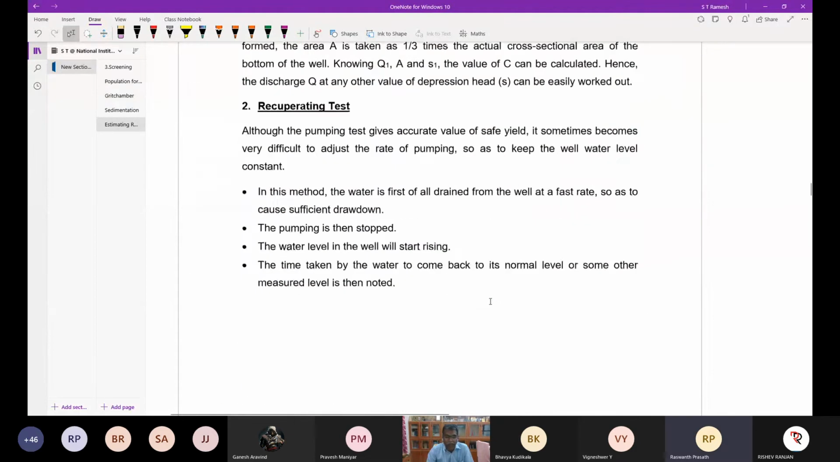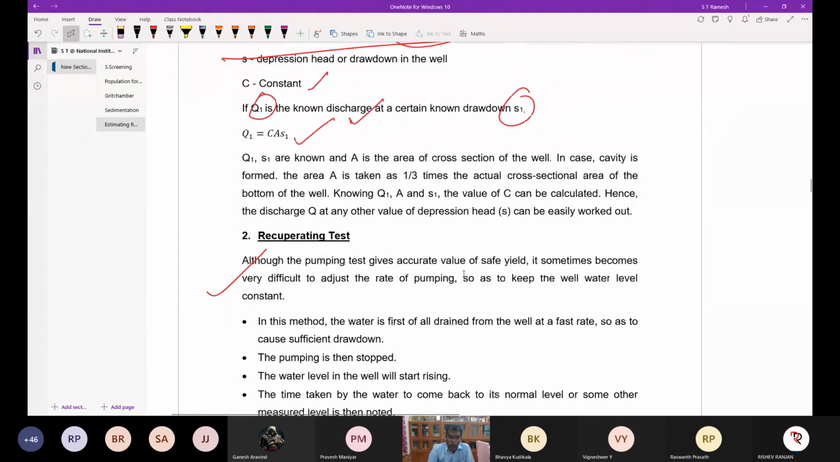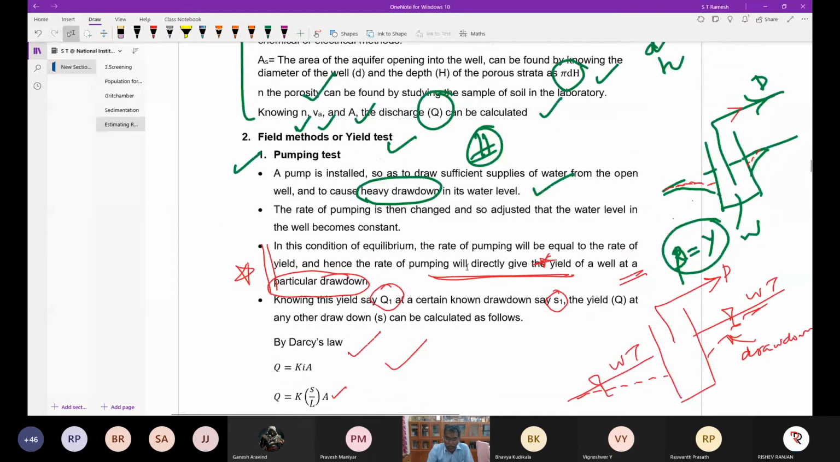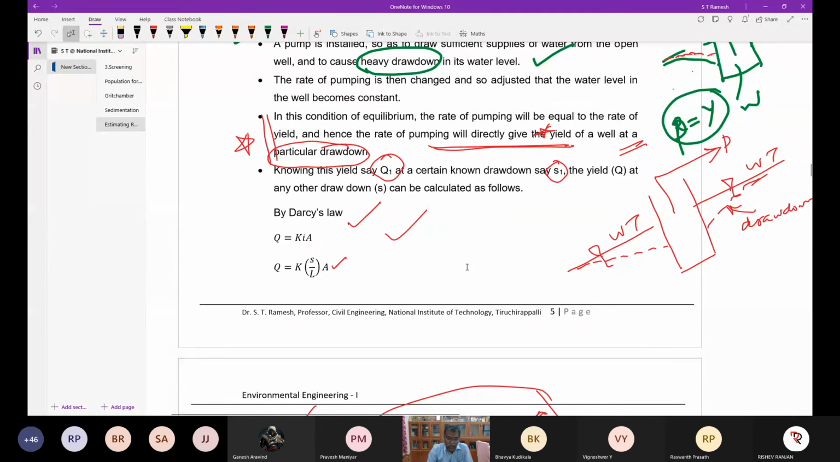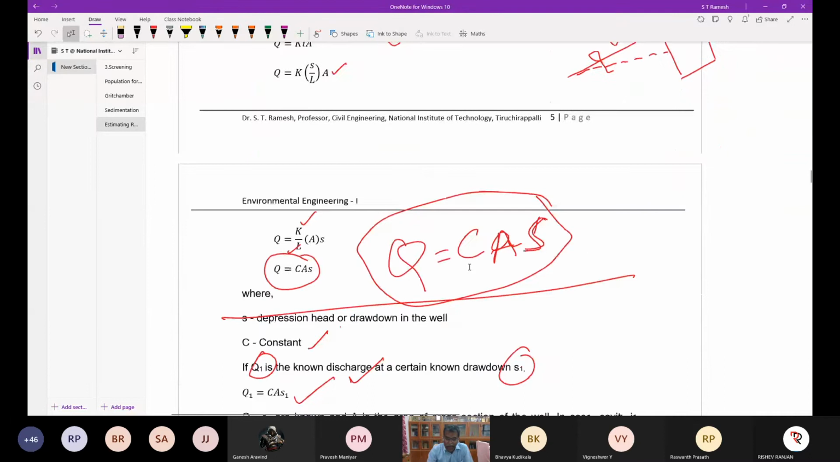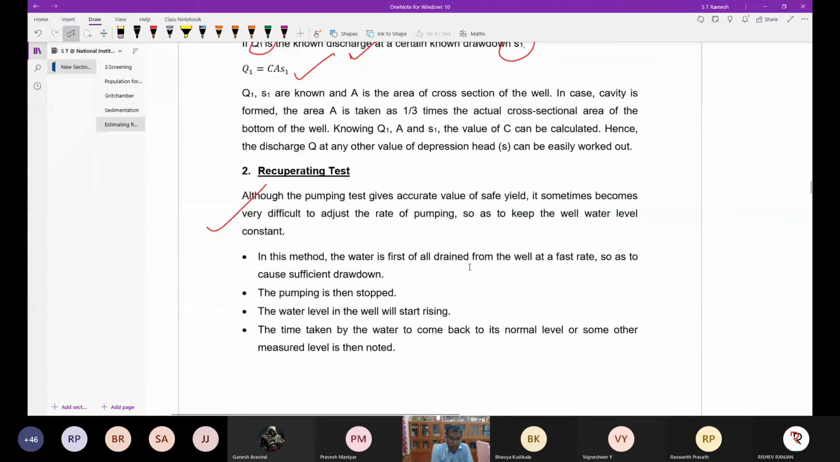The third test is about the recuperating test. The main drawback in the pumping test is that frequent adjustment to make a uniform drawdown is very, very tough. The pumping test gives us the accurate value of yield, but sometimes it becomes very difficult to adjust the rate of pumping so as to keep the well water level constant. You cannot maintain a uniform drawdown for a particular pumping. It's a very tedious process as well.